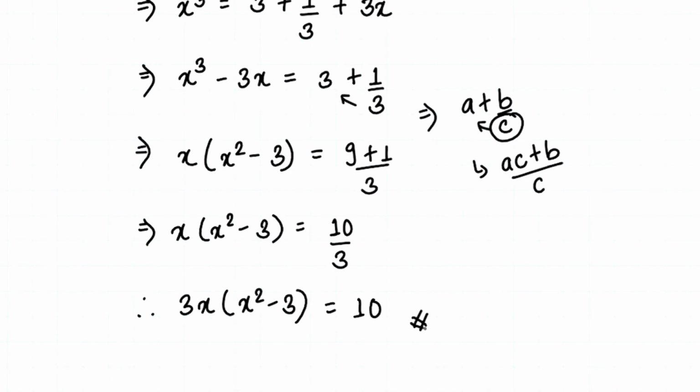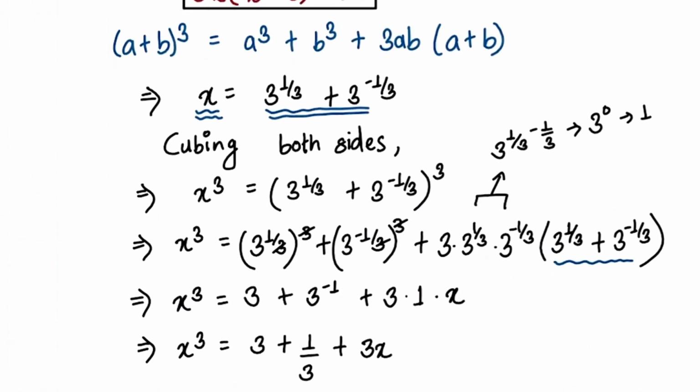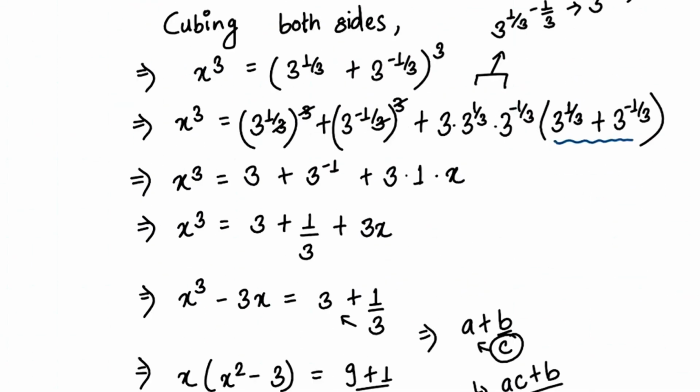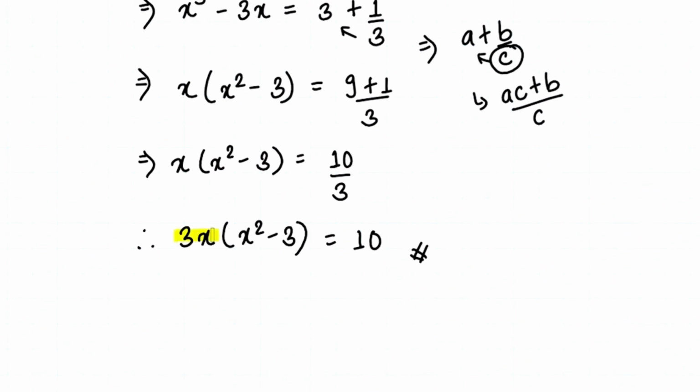And done. We have solved our question. So this was what we needed to prove in our question, okay? So see, we needed to prove that 3x bracket x squared minus 3 equals to 10. And that's what we did over here. Okay, 3x bracket x squared minus 3 equals to 10. And done. We have solved our question.